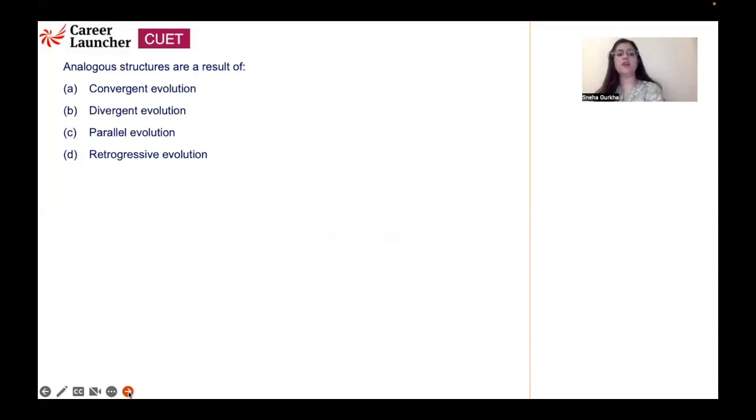First question, analogous structures are a result of. Analogous structures are a result of convergent evolution. Homologous structures are a result of divergent evolution. So option A, convergent evolution is correct.